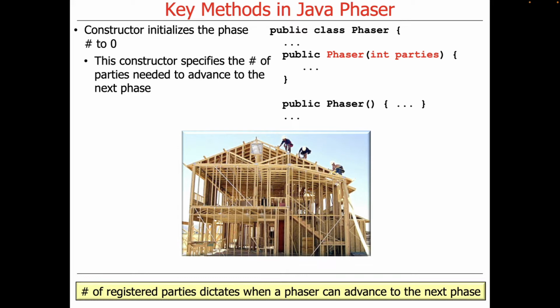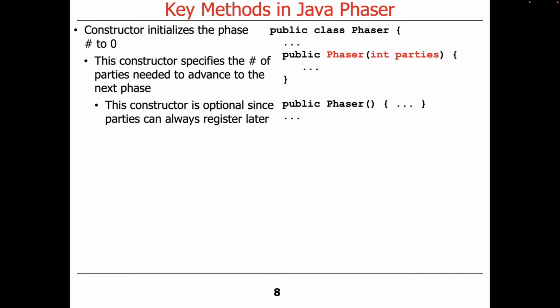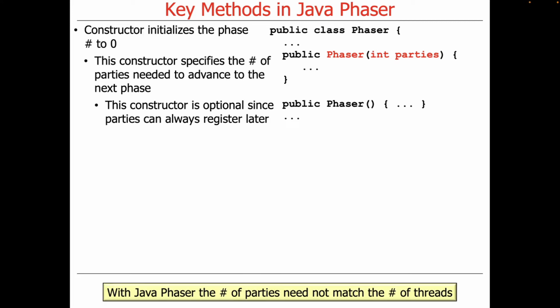The number of registered parties, which can be changed dynamically, by the way, dictates when a phaser can advance to the next phase. So only after that many parties have shown up can it advance to the next phase. As I say here, this constructor is somewhat optional because the parties can always register later using various methods. With the Java phaser, the number of parties need not match the number of threads. There's some other things that you can do to make that a bit more dynamic than it is with things like CyclicBarrier, where they have to match one-to-one.